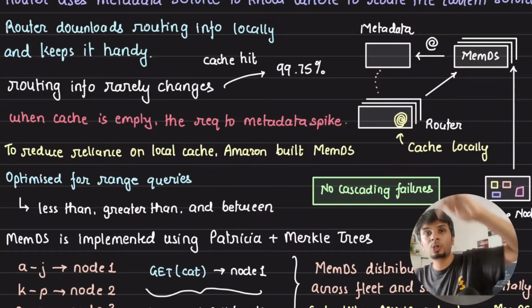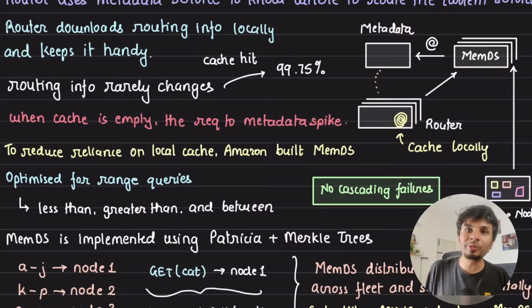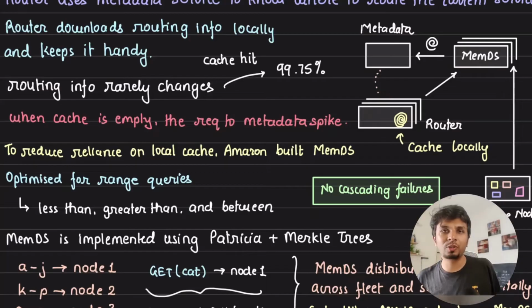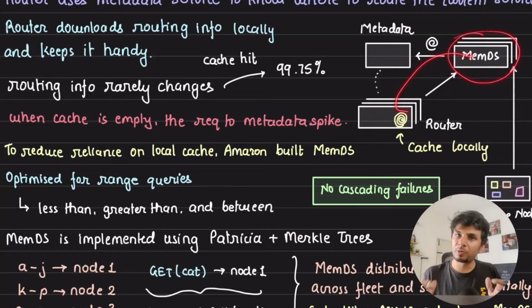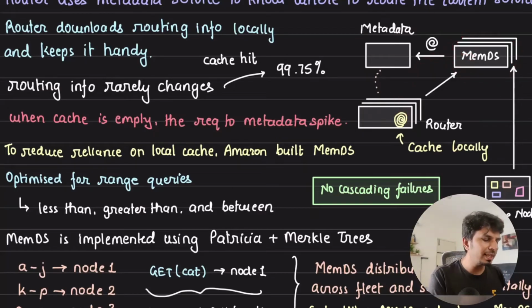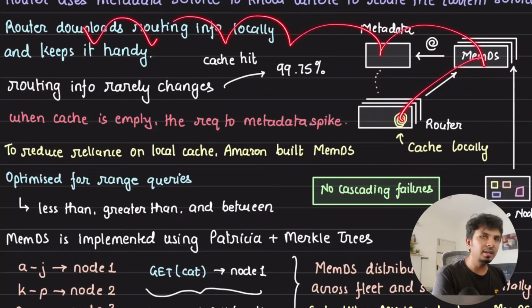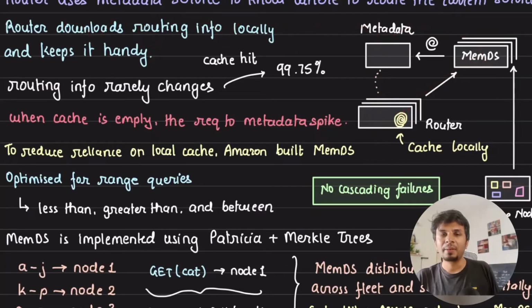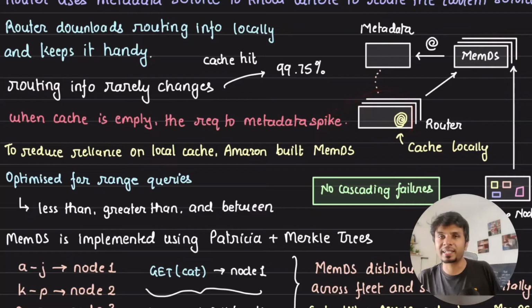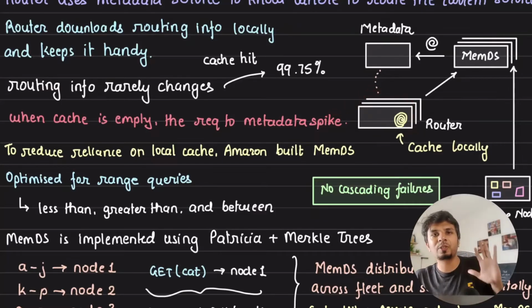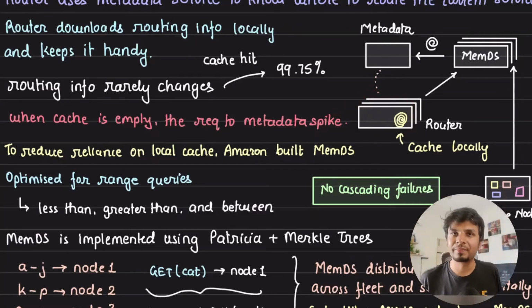All the requests would go to memds, but memds is already provisioned to serve those much of load, right? That's the beauty of it, because memds is already provisioned enough to handle that load. Even if all the local cache goes down, your memds is provisioned enough to handle that, which means that there would not be any cascading failures ever. Just by over provisioning memds, you solve the problem of cascading failures. Such a beautiful piece of distributed system, right?